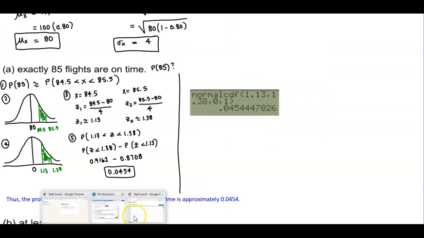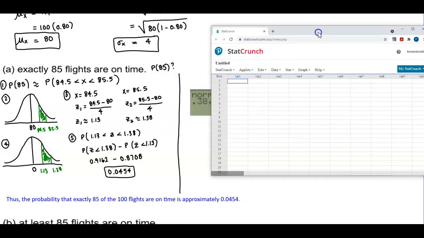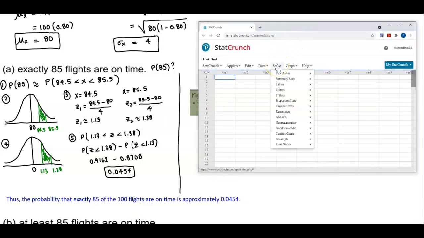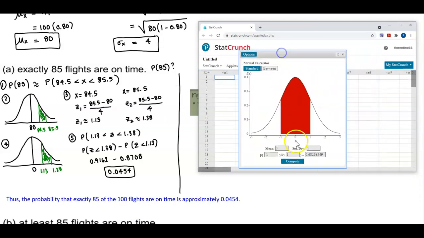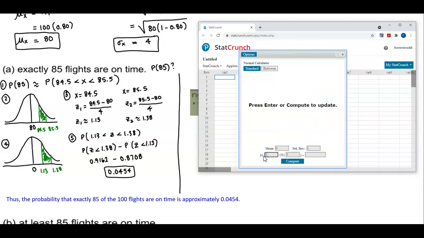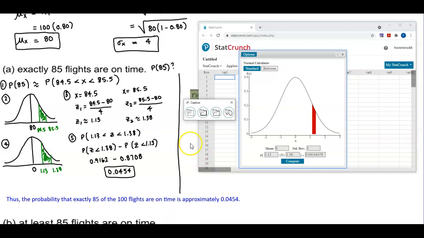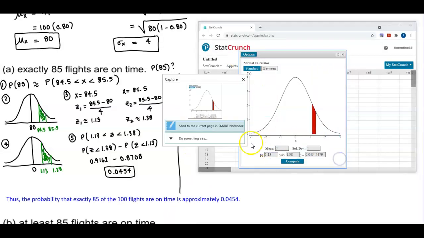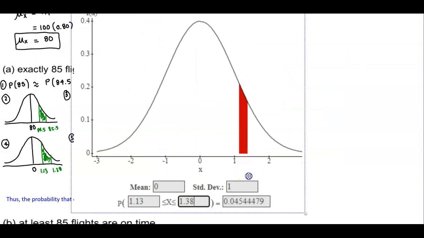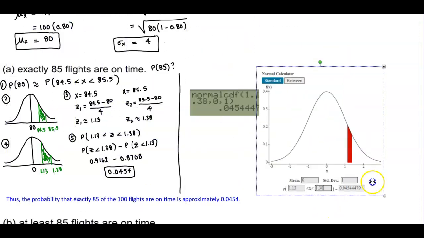Okay, and then if we wanted to use StatCrunch, we can go to Stat, then Calculators, and go to Normal. We want to find the area in between. We know our mean is 0 and our standard deviation is 1. We have 1.13 as our lower bound and 1.38 as our upper bound, and therefore it computes. So we get our area again, rounding to 4 decimal places. So there it is on StatCrunch.